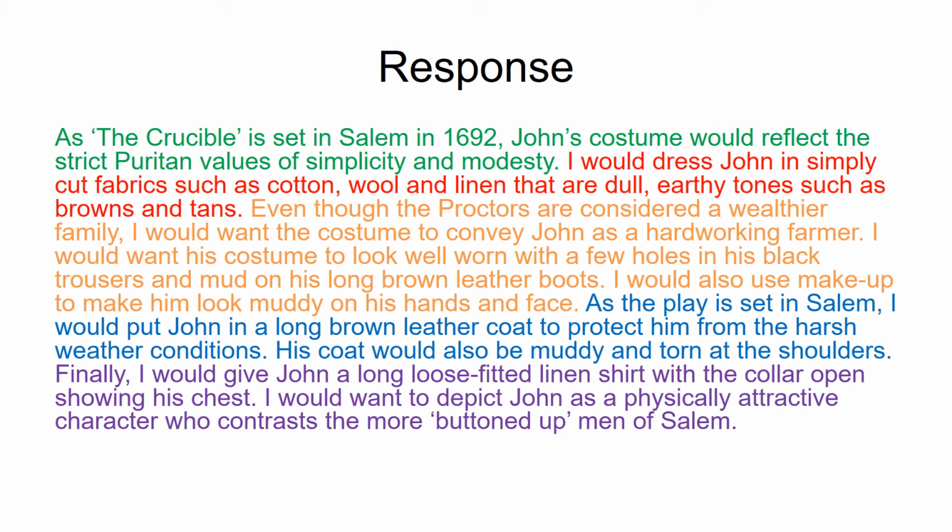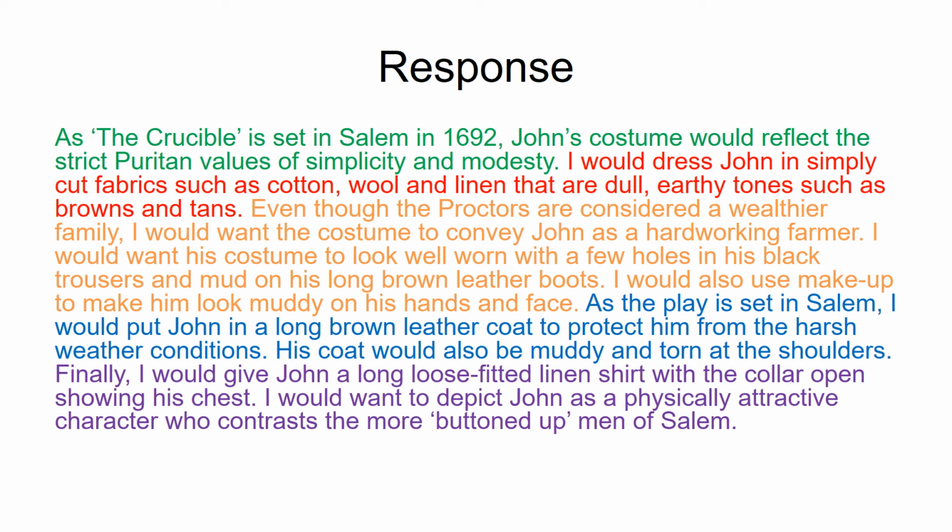I would also use makeup to make him look muddy on his hands and face. As the play is set in Salem, I would put John in a long brown leather coat to protect him from the harsh weather conditions. His coat would also be muddy and torn at the shoulders. Finally, I would give John a long, loose-fitted linen shirt with the collar open, showing his chest. I would want to depict John as a physically attractive character who contrasts the more buttoned-up men of Salem.